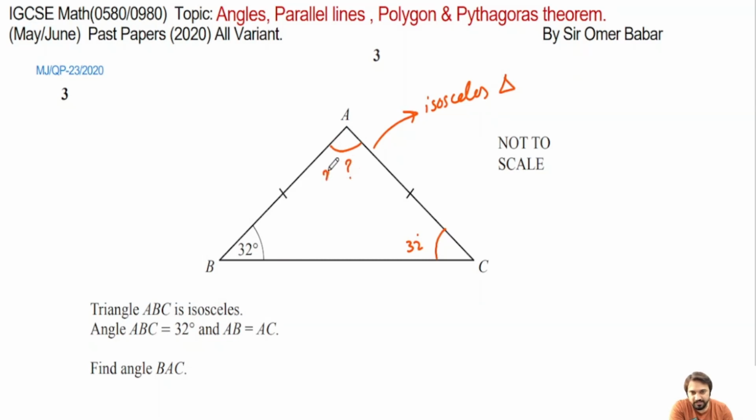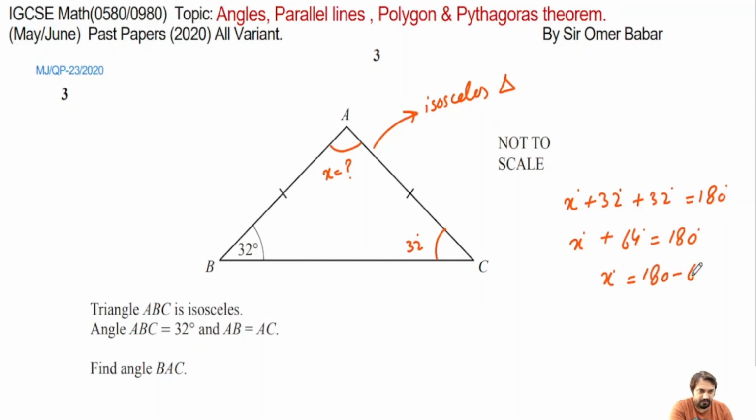What is this angle equal to? Let's say it is equal to X and we need to calculate the value of X. Now applying the same rule, that is X degrees plus 32 degrees plus 32 degrees is equal to 180 degrees. Now 32 plus 32 is equal to 64 degrees. So X degrees is equal to 180 minus 64 degrees. The answer to this one is, 10 minus 4 is equal to 6, and this will be 1 and 1. So 116 degrees. This is our answer to this question.